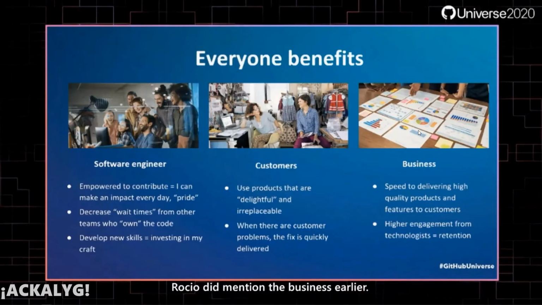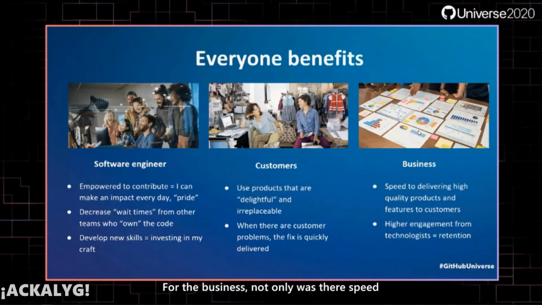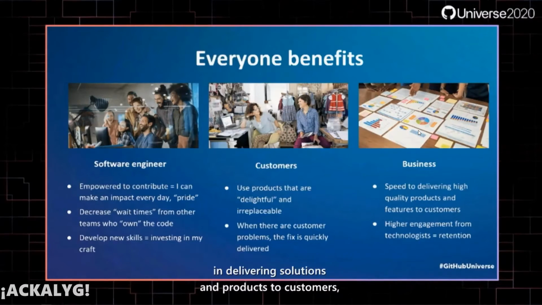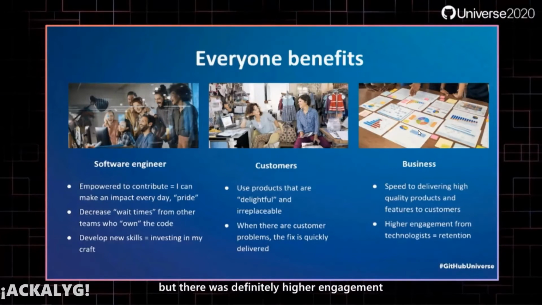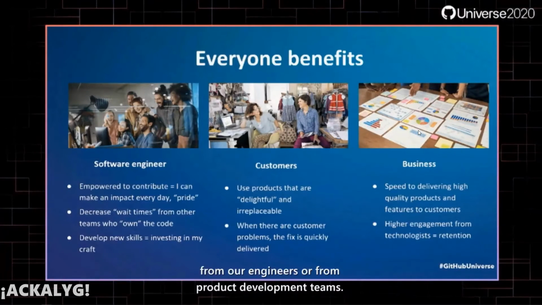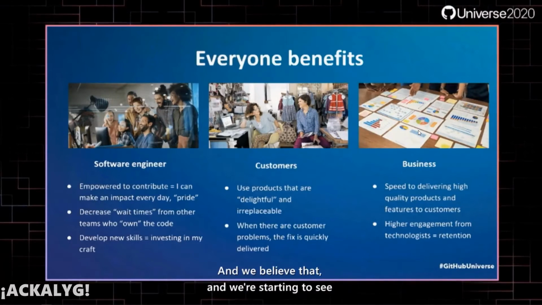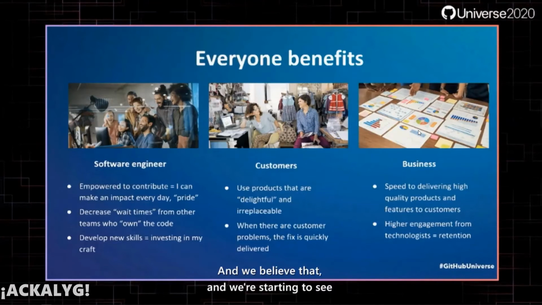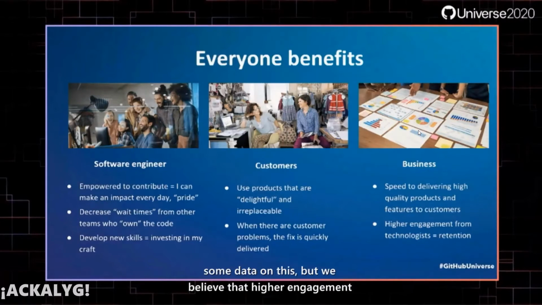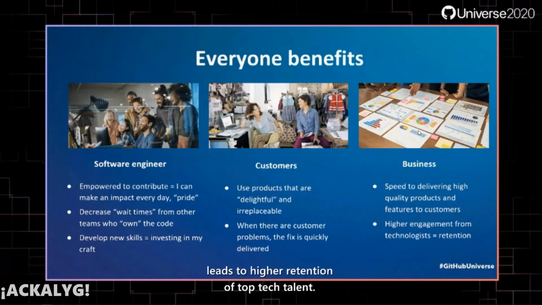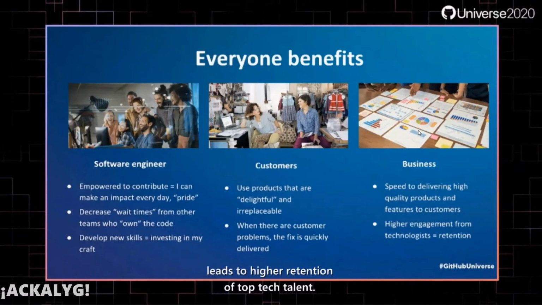Now, for the business, Rocio did mention the business earlier. For the business, not only was there speed in delivering solutions and products to customers, but there was definitely higher engagement from our engineers or from product development teams. And we believe, and we're starting to see some data on this, that higher engagement leads to higher retention of top tech talent.